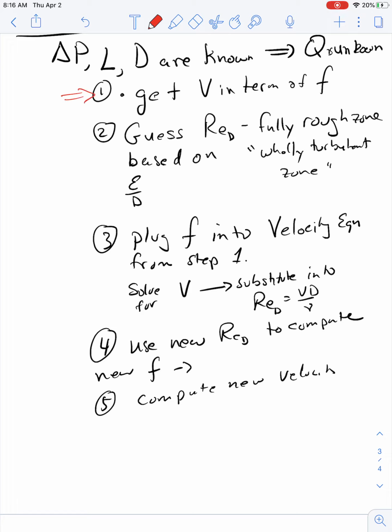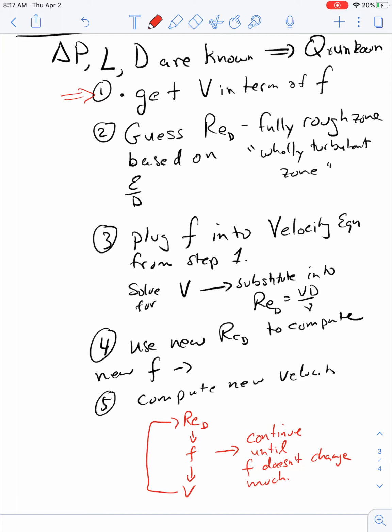Now that we have a new velocity, we compute the Reynolds number. Now we have a new Reynolds number. That gives us a friction factor, and then velocity again. And once we have a velocity, we can go back up. So this is our iterative process, and we continue until the friction factor, until f, doesn't change much.